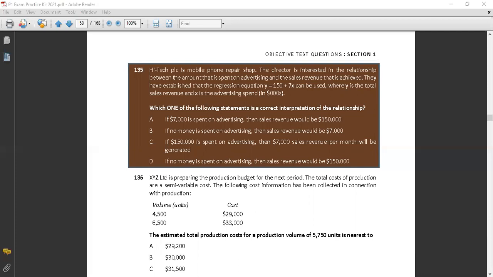I think it's a very simple question. Okay. High-tech PLC is a mobile phone repair shop. The director is interested in the relationship between the amount that is spent on advertising and the sales revenue that is achieved. They have established that the regression equation y is equal to 150 plus 7x can be used, where y is the total sales revenue and x is the advertising spend. Which one of the following statements is correct? Correct interpretation of the relationship.